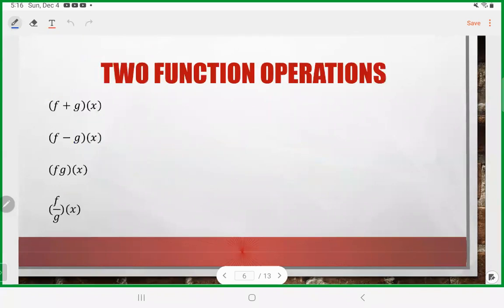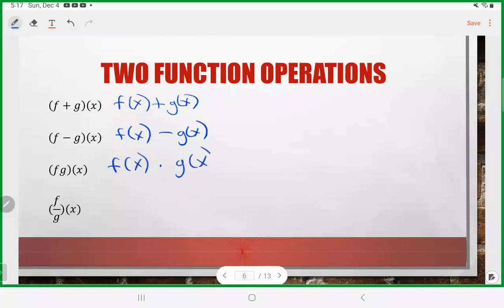So that's it for the homework review. Let's review again our function operations. So f plus g of x is just going to be f of x plus g of x, correct? Like that's it. And f minus g of x is just going to be equal to f of x minus g of x, right? There's nothing too hard about that. And similarly, it's just f of x times g of x, and again, f of x over g of x.